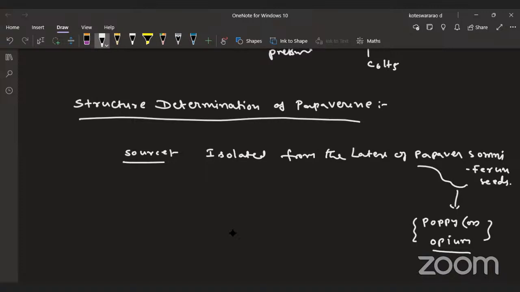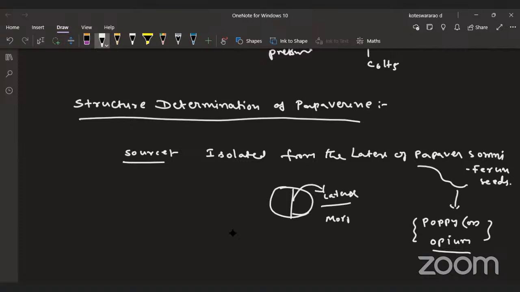How many of you know the black poppy seeds? We call them gasagasalu in Telugu. It is the poppy plant or opium plant. Whenever it is ripe, it gives a flower bud. When you cut that flower bud, it gives the latex. From that latex, we have found several alkaloids. This latex contains several alkaloids.